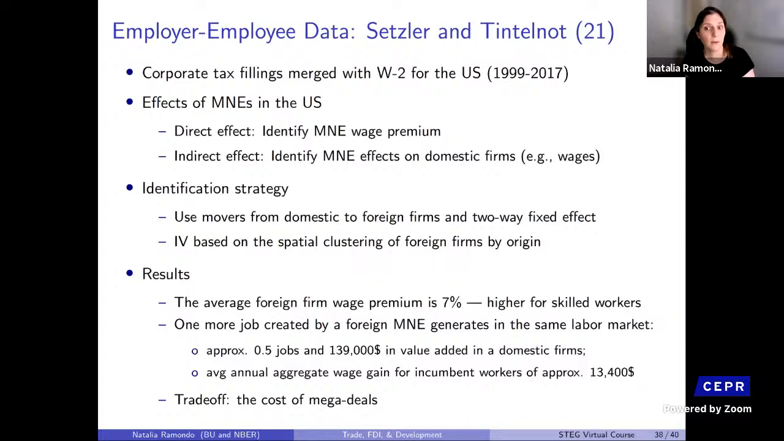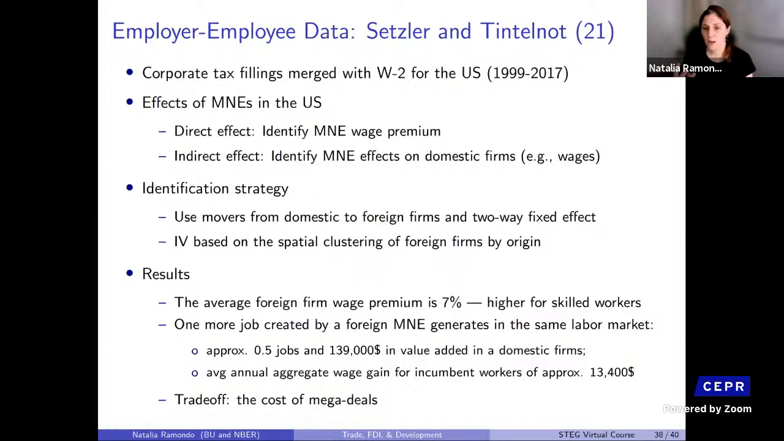And they can use modern econometric techniques from the labor literature, these two-way fixed effects, to identify direct effects and indirect effects of multinationals. What I like a lot about this paper is that we always forget about the trade-off, and they bring it to the table very clearly.